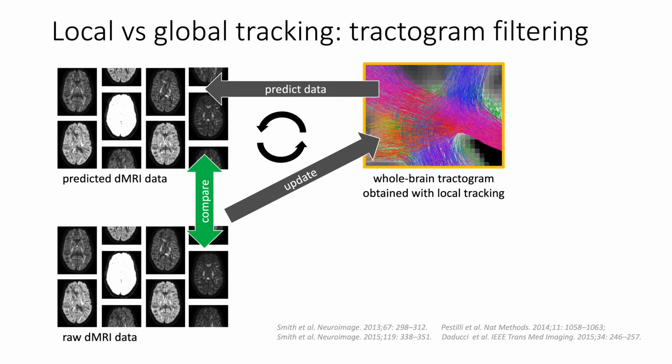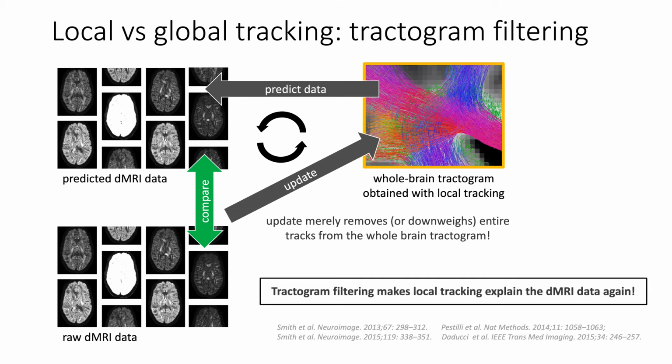Closely related to global tracking is the concept of tractogram filtering. While global fiber tracking uses a bottom-up approach, where a tractogram is directly constructed in one global optimization routine, tractogram filtering adopts a top-down approach, starting from a dense whole-brain tractogram that was obtained using a local tracking technique, and subsequently removing or reweighting tracts in order to match the local tract densities to the measured diffusion MRI data. So in a way, tractogram filtering is an approach that makes non-quantitative local tracking quantitative again.